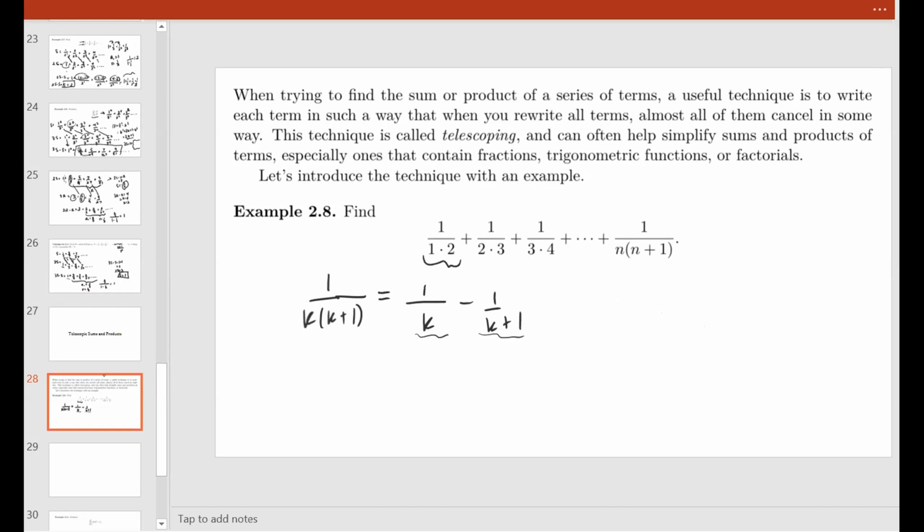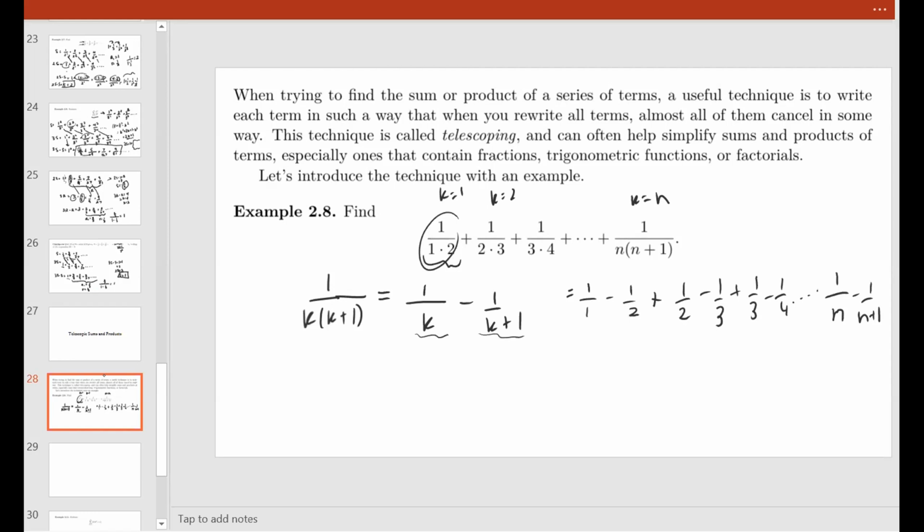Now we can rewrite this expression as, in our first term we have k is equal to 1, then k is equal to 2, all the way up to k is equal to n. So we have 1 over 1 minus 1 over 2 as our first term. Then we have a plus 1 over 2 minus 1 over 3. We have a plus 1 over 3 minus 1 over 4, and so on, up to 1 over n minus 1 over n plus 1. As you can see, a lot of these terms cancel out. This minus 1/2 and a plus 1/2 cancel out. This minus 1/3 and a plus 1/3 cancel out, and so on. We get all of these terms to cancel except this 1 and this minus 1 over n plus 1. We get 1 minus 1 over n plus 1, which is equal to n over n plus 1.